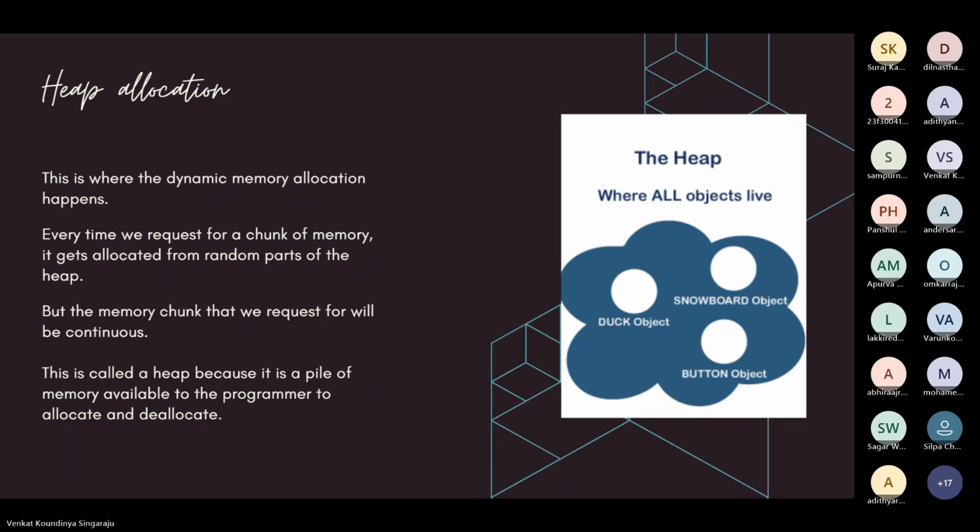As you can see in the stack, our memory allocation was continuous. One block of memory was above the other block. There were basically no gaps in between, but that is not the case here. These objects are present at random parts of the heap, but these individual objects, say this duck object, are continuous. There are no gaps within the duck object. So the memory chunk that we request will be continuous, but that continuous chunk of memory will be present at a random location in the heap. And this is called heap because it is just a pile of memory available to the programmer to allocate and deallocate.